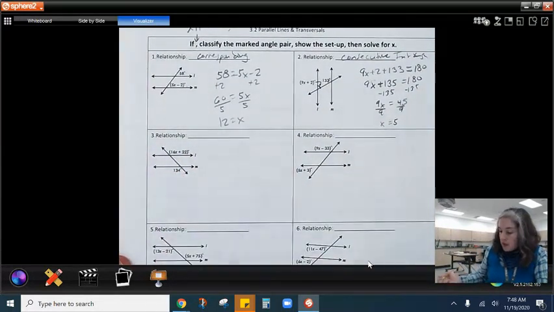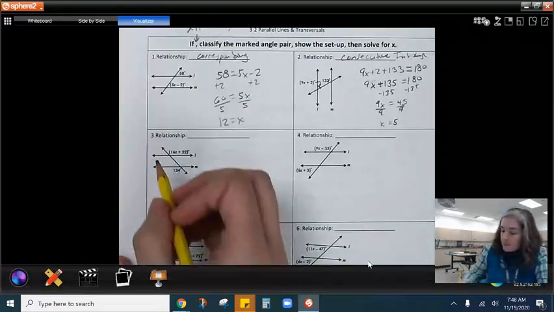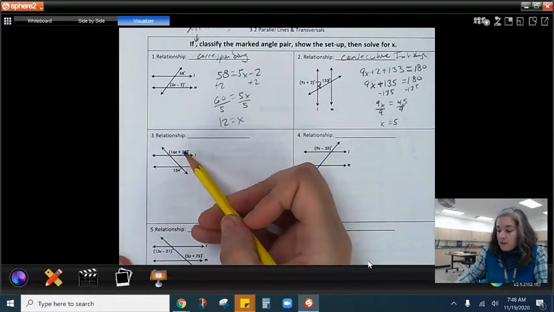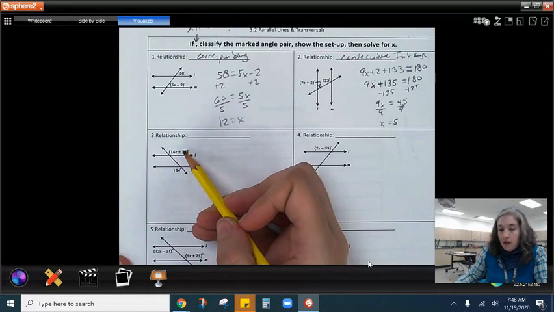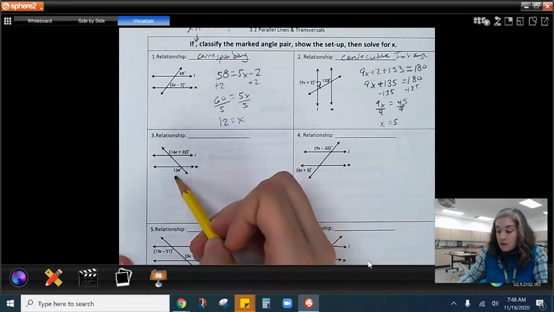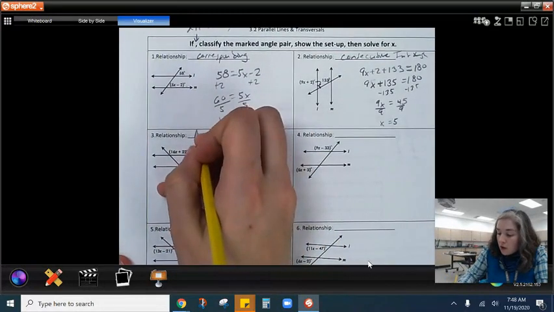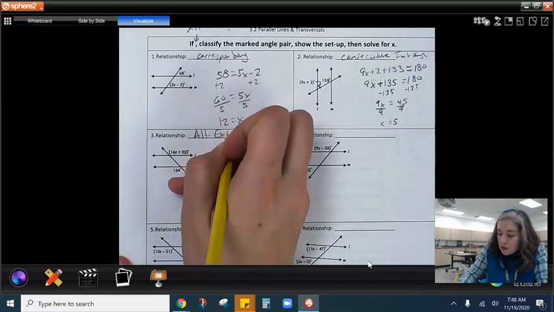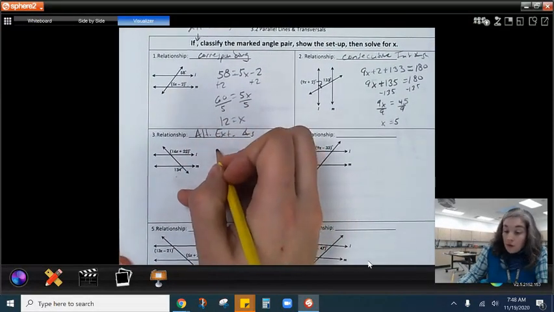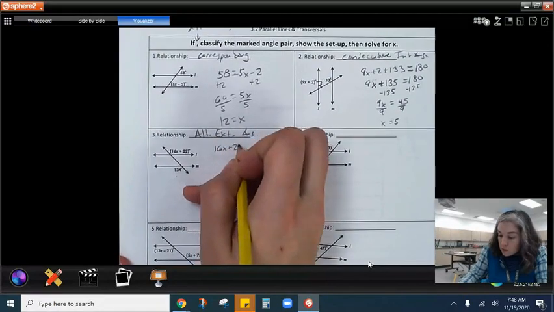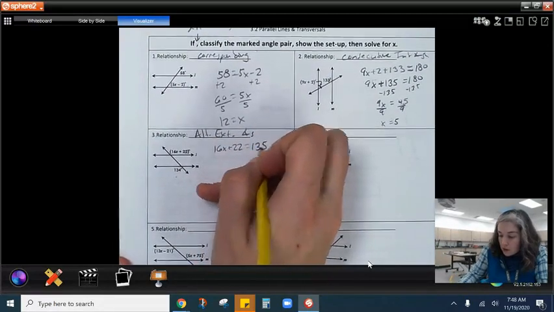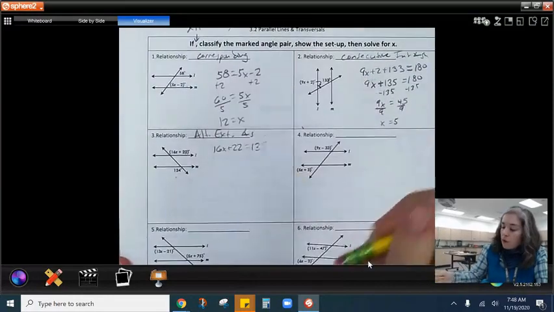All right, this one right here. And I'm going to go through and name a couple more relationships. I think you guys can solve most of these for yourself. So this one right here, we've got one that's in the exterior and on the right. This one's on the exterior and on the left. So these are alternate exterior angles. They are congruent. So that means I'm going to have 16x plus 22 is equal to 134.